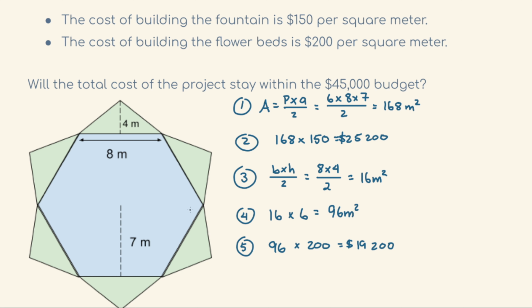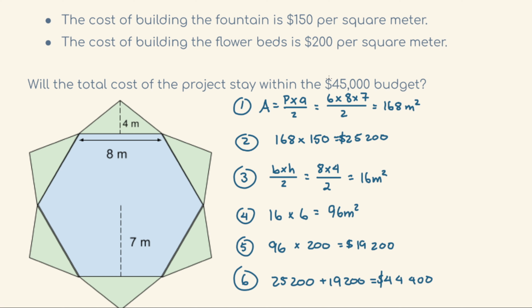Now we know the cost of building that blue fountain, that blue hexagon, and we know the cost of all of those flower beds combined. So step 6 then is to add those two costs together. So 25,200 plus 19,200. That's going to come out to $44,400.